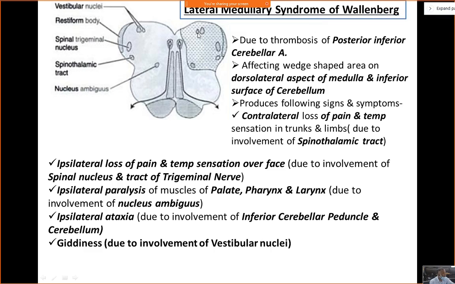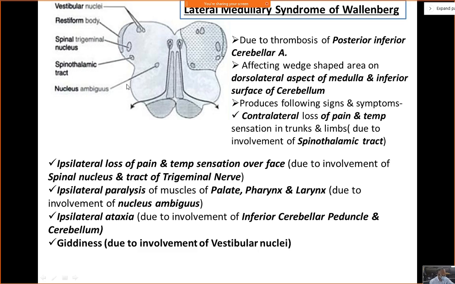So what are the structures present here? See here, this is our vestibular nucleus, so the vestibular nucleus will ultimately be affected. Then this is the spinal nucleus and spinal tract of the trigeminal nerve, so ultimately this spinal tract will be affected. Then the spinothalamic fibers, from the spinal cord to the thalamus. These are all sensory fibers, so they will be affected, which come through the fasciculus gracilis and fasciculus cuneatus. Then the nucleus ambiguus is also here, so it will also be affected.